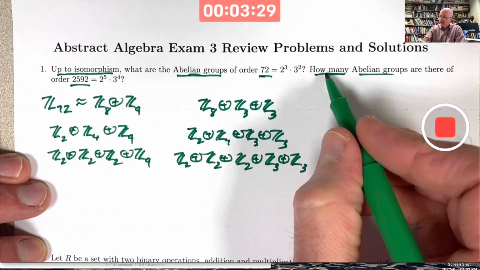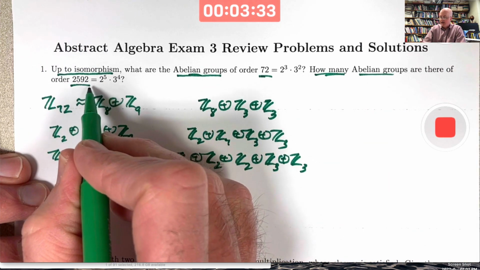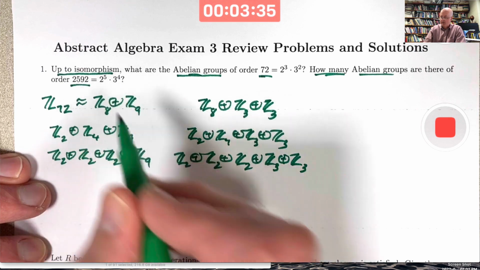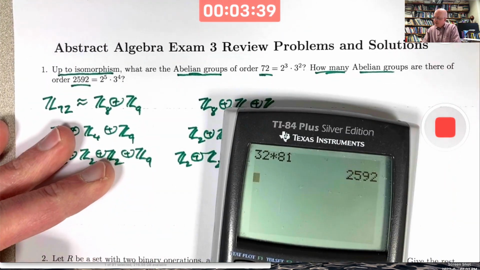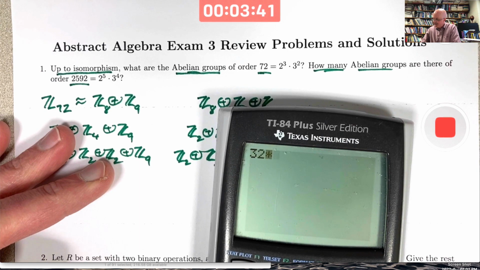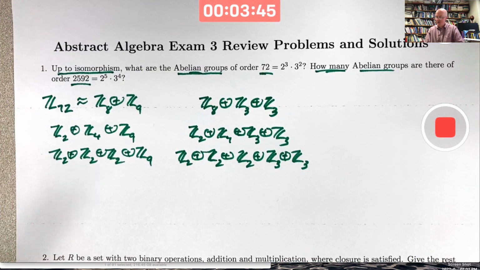Second question is, how many abelian groups are there of order 2592, where that number you can check is 2 to the 5th times 3 to the 4th. Maybe I should just double check it to show you. 32 times 81, I actually had it on the calculator. 2 to the 5th times 3 to the 4th, 2592.